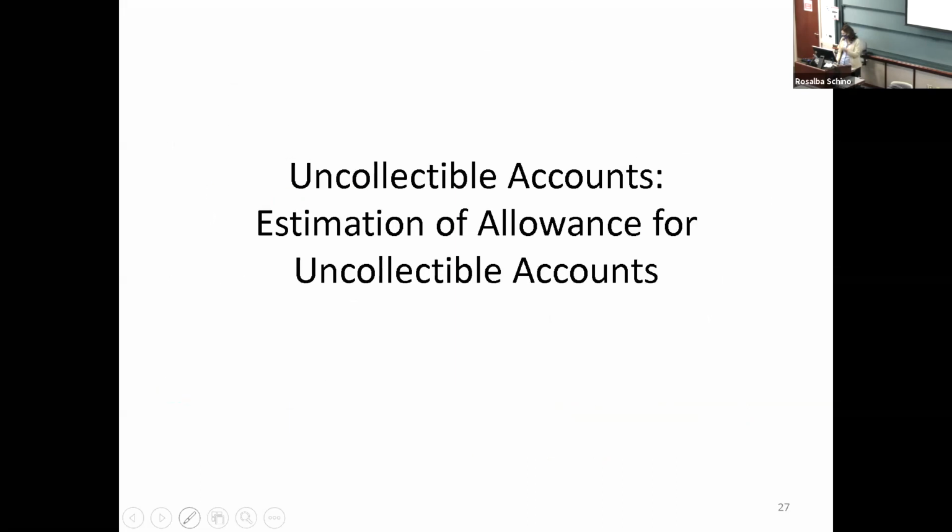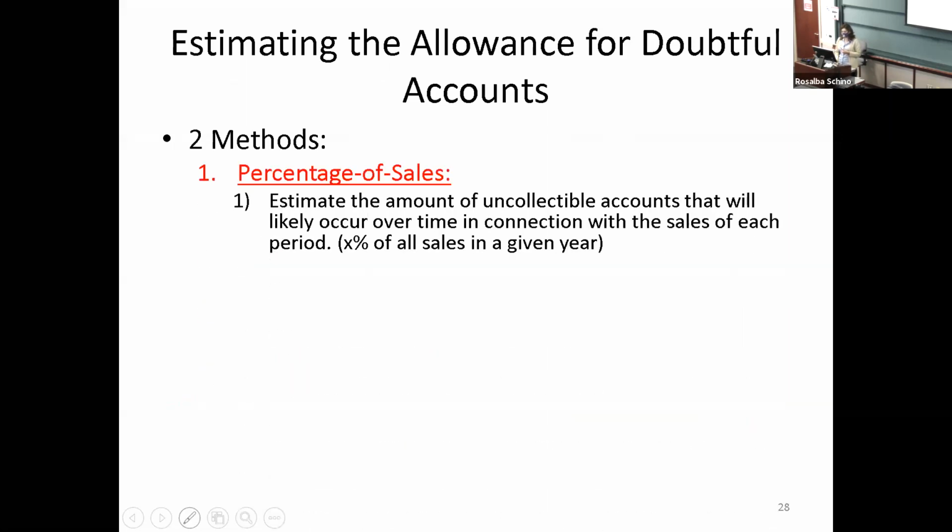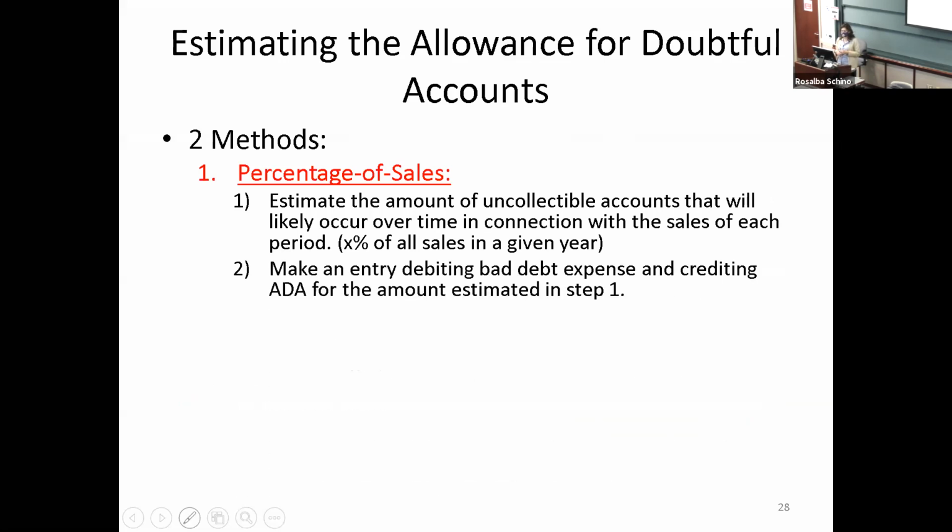So how do we come up with that $2,000? How do we come up with the uncollectible accounts and make estimates of the allowance? There are two methods. There's the percentage of sales, where we estimate the amount of uncollectible accounts based on the percentage of sales of a given year. And then we make an entry debiting the bad debt expense and crediting the allowance for doubtful accounts. That's what ADA stands for.